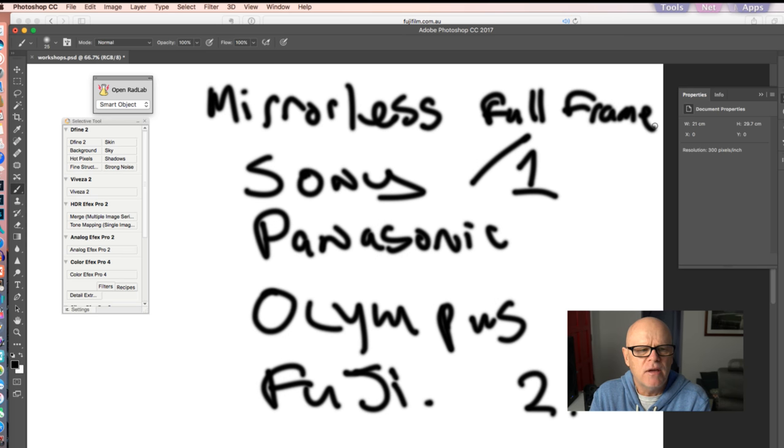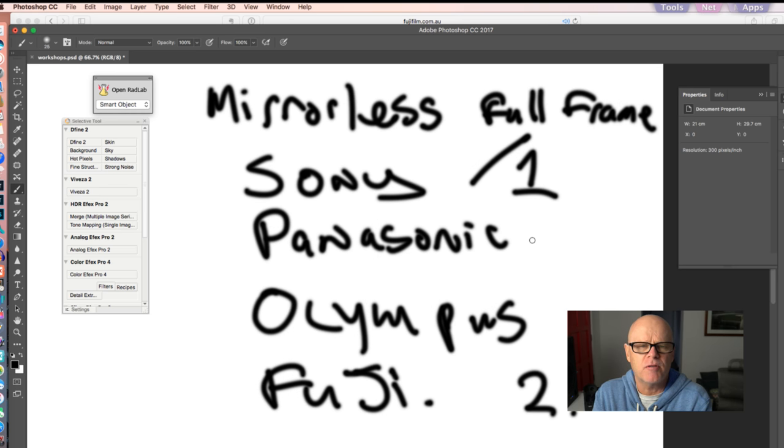Whereas the Panasonic, the Olympus and the Fuji are all using different sensors. I think the Fuji's APS-C size and Olympus is Micro Four Thirds. So they're all different size sensors, and also the Panasonic is Micro Four Thirds. So for me personally, that has issues with things like noise. It also has issues with things like depth of field, because you get much better separation if you're using full frame as against things like the APS-C size lenses. So that's important for me.